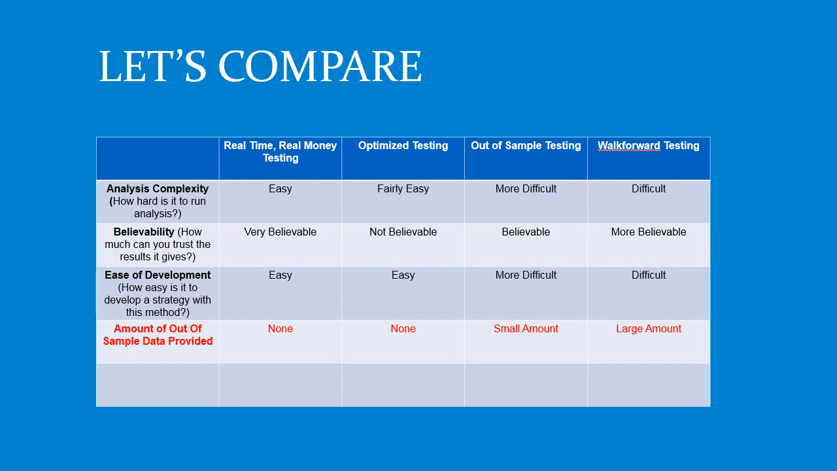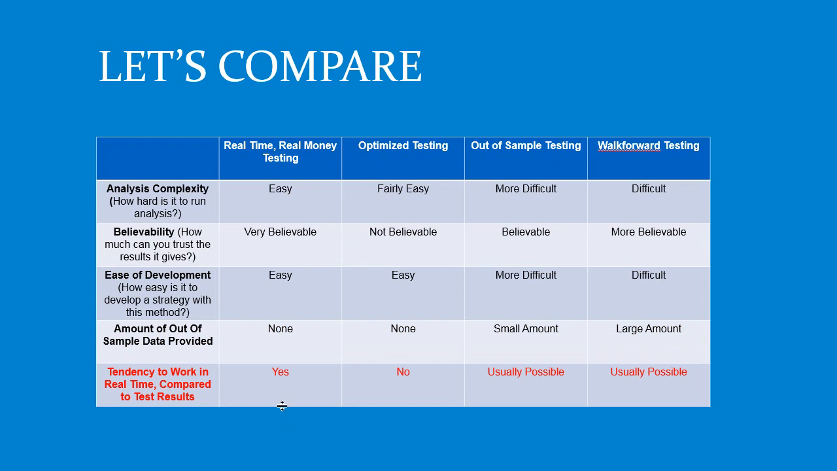Okay, I kind of mentioned this earlier, but the amount of out-of-sample data, obviously real-time testing, and if you optimize up until yesterday, you're not going to have any real-time out-of-sample. You're not going to have out-of-sample data until you start running live. You'll have a small amount with the out-of-sample, if you do the 80-20, but you'll have the most with the Walkforward testing, and that's pretty nice.